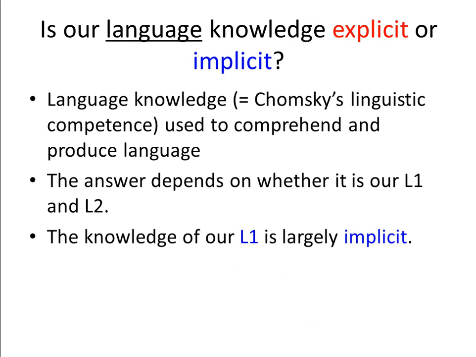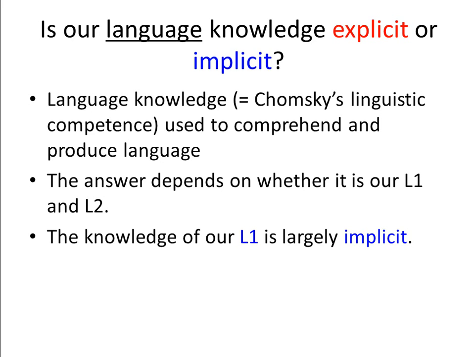Now the question is, is our language knowledge explicit or implicit? From now on, we're going to talk about language, and here language knowledge is the knowledge used to comprehend and produce language. So it is something that we have in our brains. It is the same as Chomsky's linguistic competence. So language knowledge is the knowledge of language that we use to comprehend and produce language. And we all have this, as far as our first language or mother tongue is concerned.